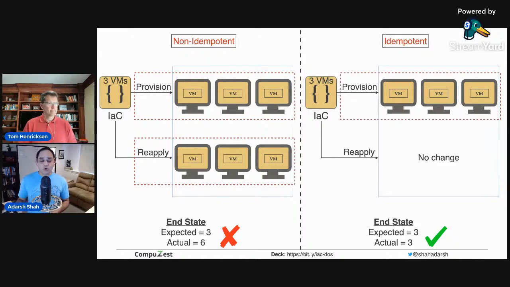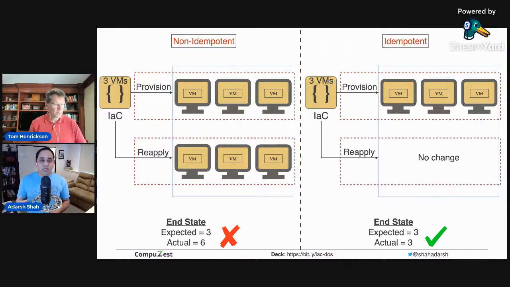In case of idempotent code, though, if you provision those same 3 VMs, you will get those 3 VMs the first time. And if you reapply the same code, there won't be any change because it knows that those VMs already exist. So it's not going to make any changes. So you end up with 3 actual VMs, and that's what you expected. So in case of idempotent, a lot of things are taken care of. You define what you want, your end state, and it's infrastructure as code's job, or whatever code you're using, to actually get you to that state.